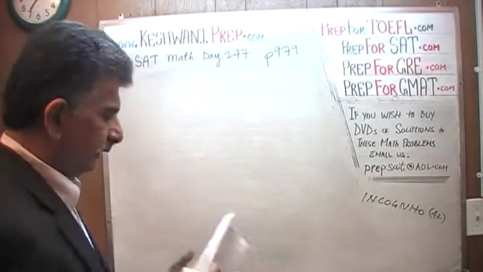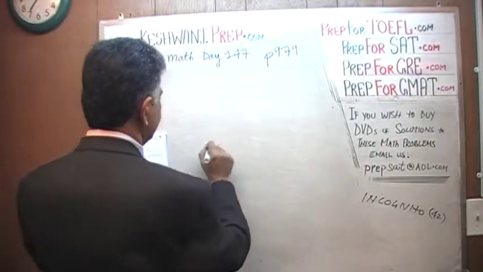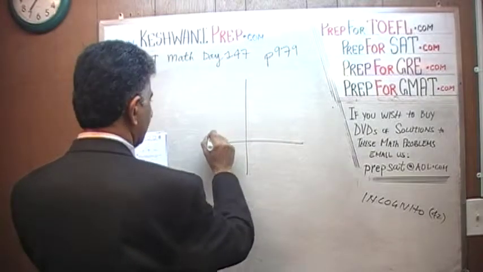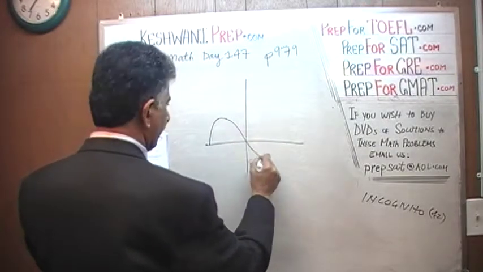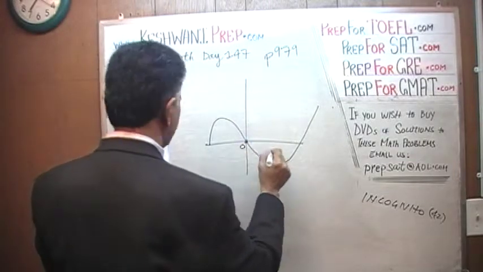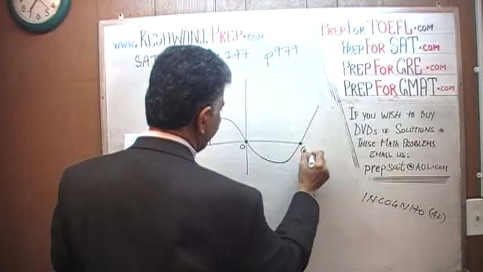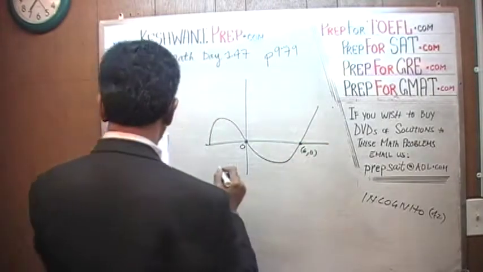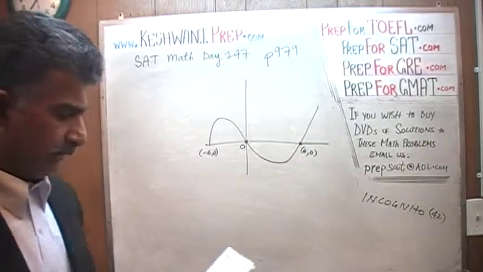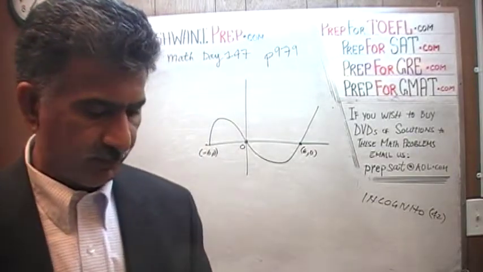Number 9, they give us a little graph here. And we are told that it goes something like this. This is origin, this is 6 and 0. And this is negative 6 and 0. Mine is not drawn very nicely. It's symmetric, obviously.